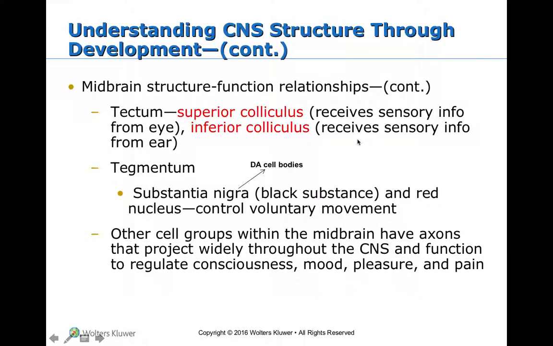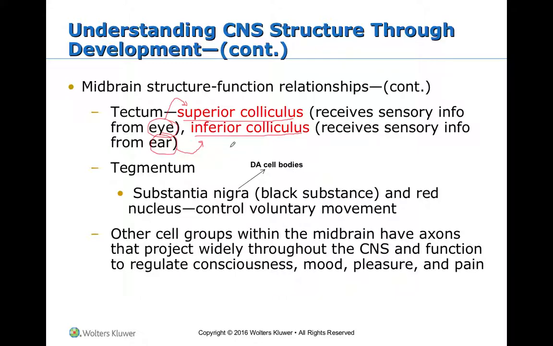The tectum is made up of the superior and the inferior colliculi. The superior colliculus receives sensory information from the eye, and the inferior colliculus receives sensory information from the ear. So visual information is going to go through the superior colliculus. Auditory information will go through the inferior colliculus.